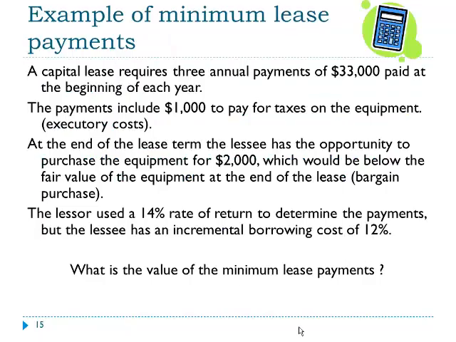Let's take a look at an example of a minimum lease payment. A capital lease requires 3 payments of $33,000 paid at the beginning of each year. The payments include $1,000 to pay for taxes on the equipment, which are executory costs. At the end of the lease term, the lessee has the opportunity to purchase the equipment for $2,000, which would be below the fair value of the equipment at the end of the lease. That's a bargain purchase. The lessor used a 14% rate of return to determine the payments, but the lessee has an incremental borrowing rate of 12%. What is the value of minimum lease payments?